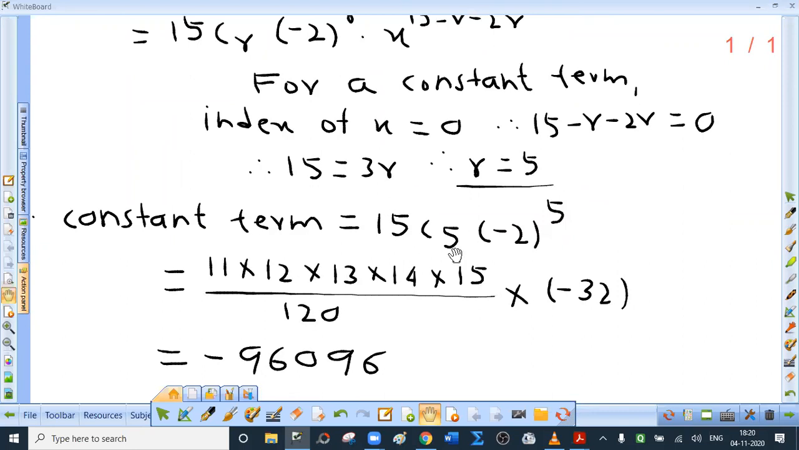What is 15c5? 15 factorial upon 10 factorial into 5 factorial. 10 factorial gets cancelled. So what remains is 11, 12, 13, 14, 15. But 5 factorial is still there in the denominator. It is 120. Minus 2 raised to 5 is minus 32. So the product is minus 96,096. So this is the constant term in the expansion.